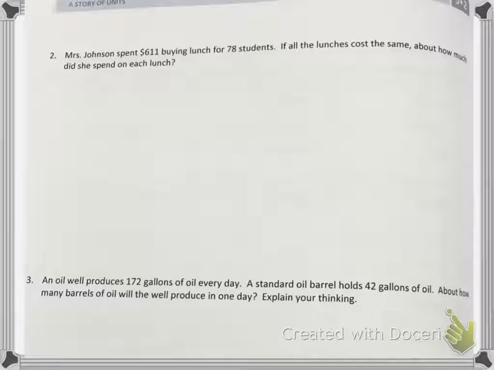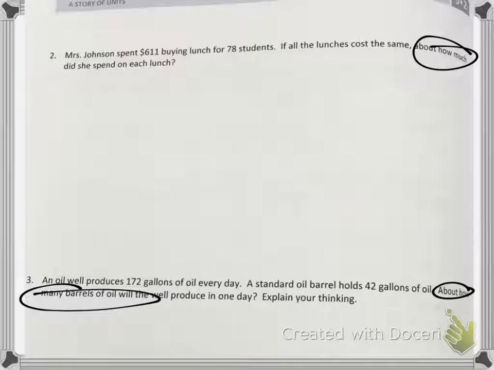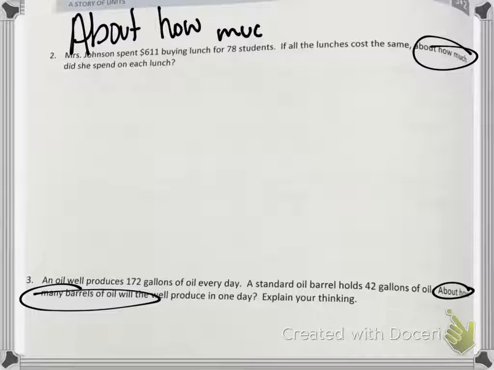So now we have the word problems. Again, with the word problems, we have to pay attention to what they are asking us. If all the lunches cost the same, about how much, and then about how many barrels of oil will produce in one day. So we're looking for those abouts. About, again, means estimate. Anytime you see about how many, about how much, we know we're going to estimate or approximate.